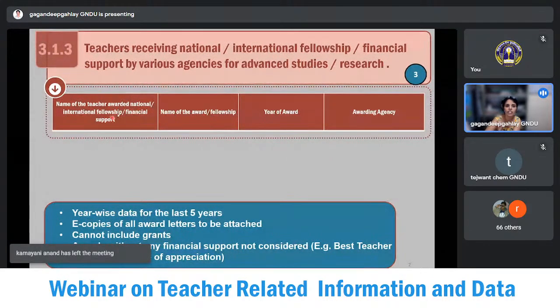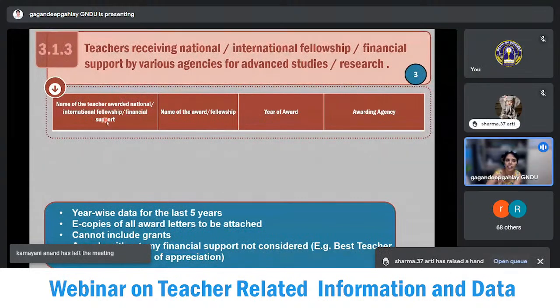Now, the data which is needed again here is the name of the teacher, what is the award or the fellowship which has been given, which year the award was given, as well as the awarding agency. So all these data which we give here should actually be in the e-copy itself. So they will be cross-checking this data with respect to the e-copies.